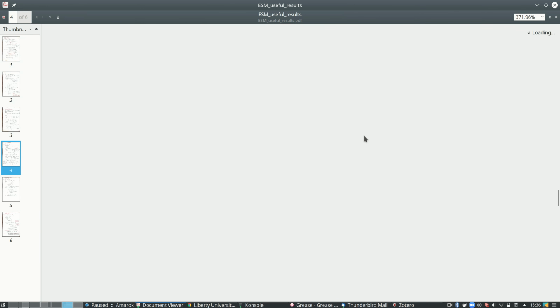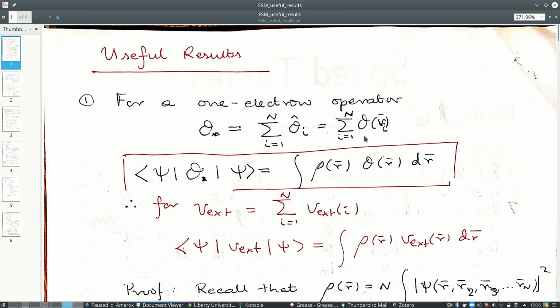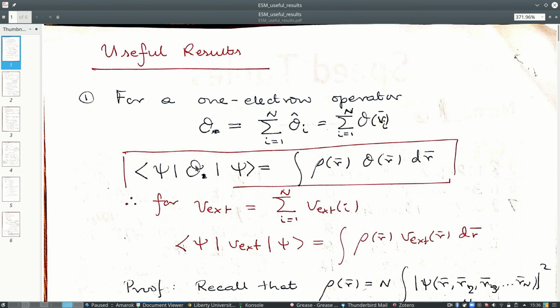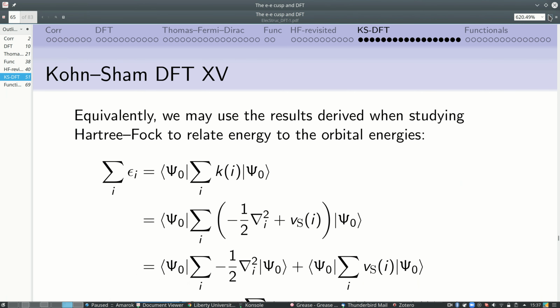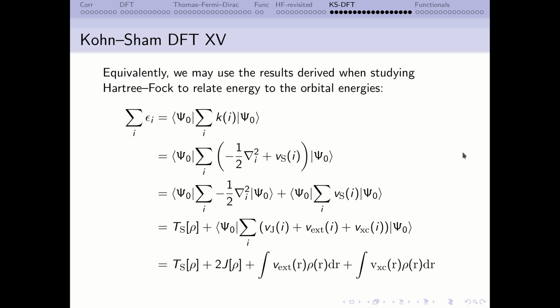Somewhere here, it's the beginning of the useful results section. If you have a one electron operator and you have the matrix element with a single determinant, an n electron wave function, which includes a single determinant as a special case, that matrix element is written as the integral of the density times the one electron operator integrated over all space. So we're using the same result here.